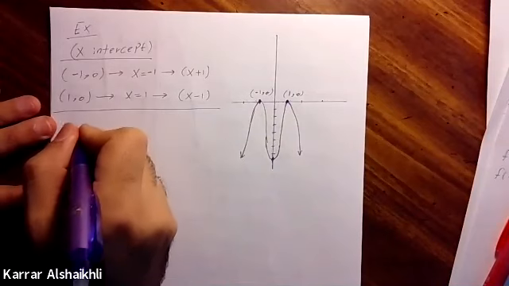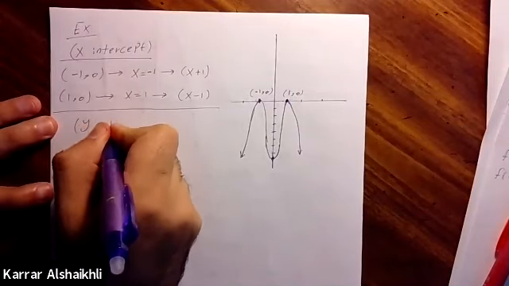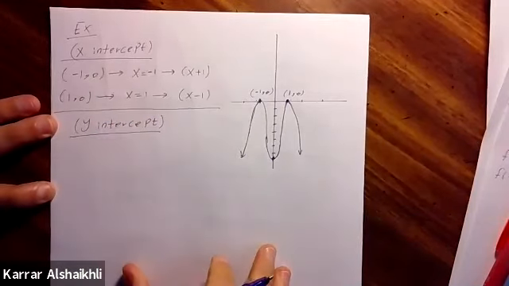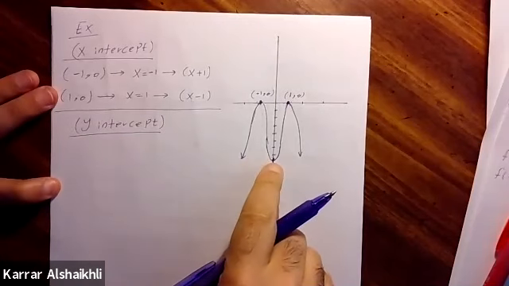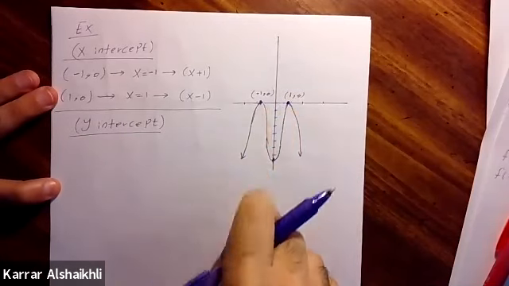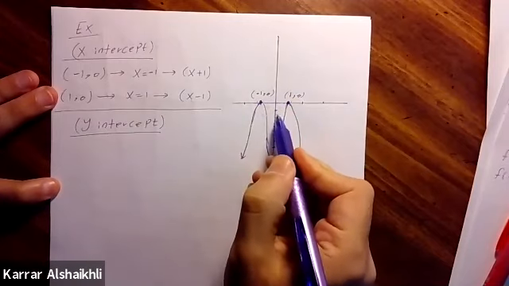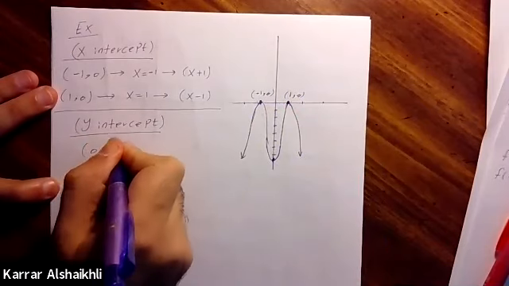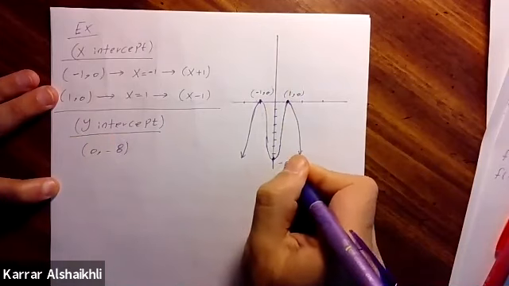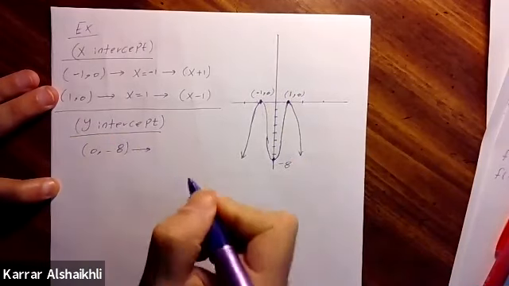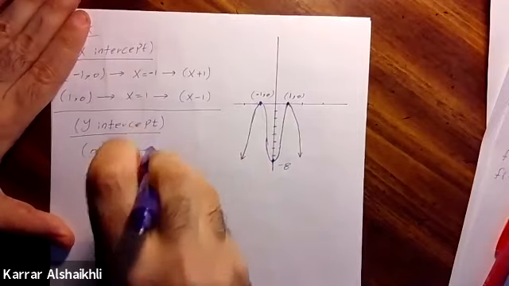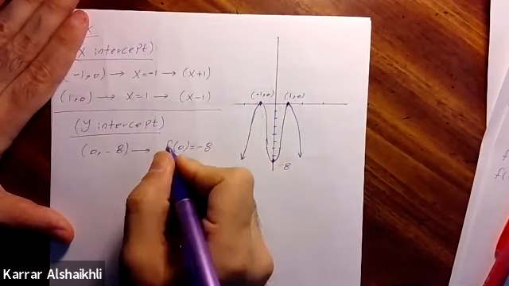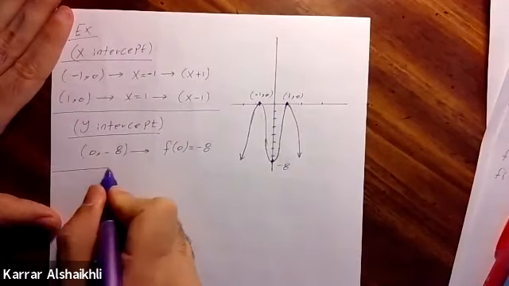Now the next step is the y-intercept. We have just one y-intercept, where the graph intersects the y-axis at this point, which is 1, 2, 3, 4, 5, 6, 7, 8. So the y-intercept is (0, -8). That means f of 0 equals -8. That's it for the y-intercept.